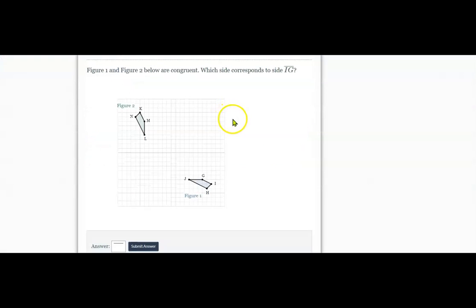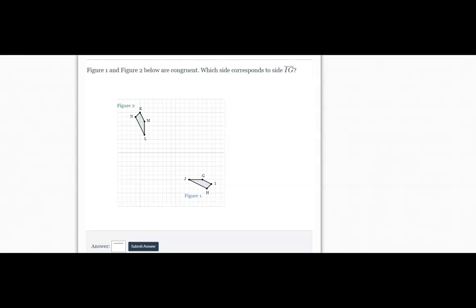Try this one more time. All right, this figure's a little bit smaller, and they want to know about a side. Side IG. So from I to G.